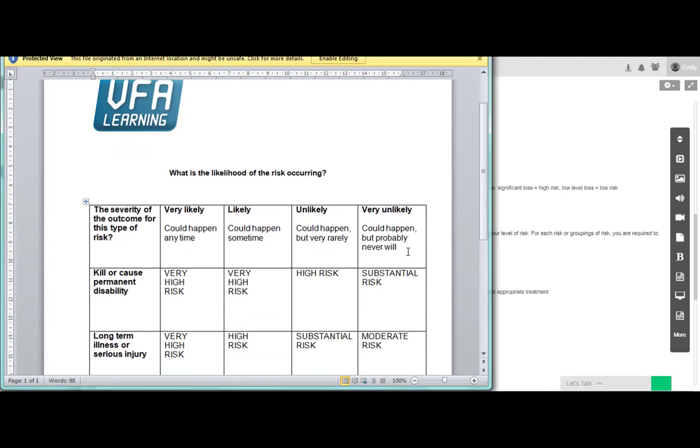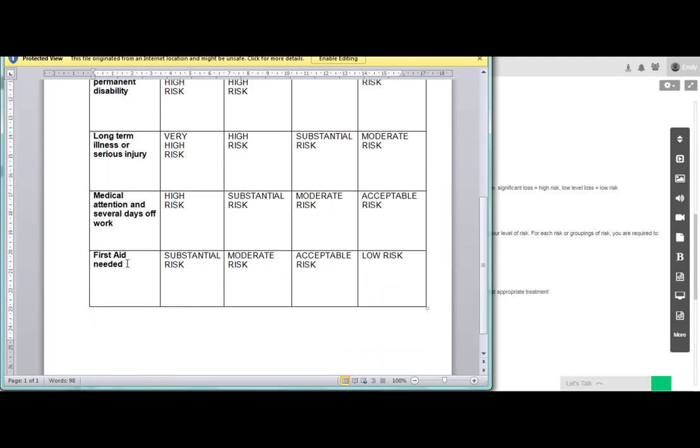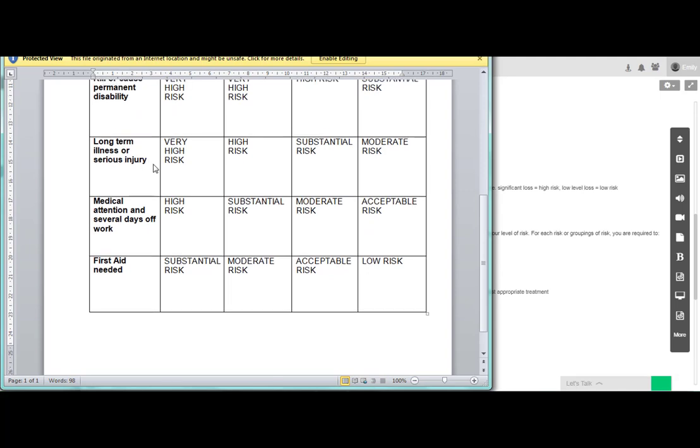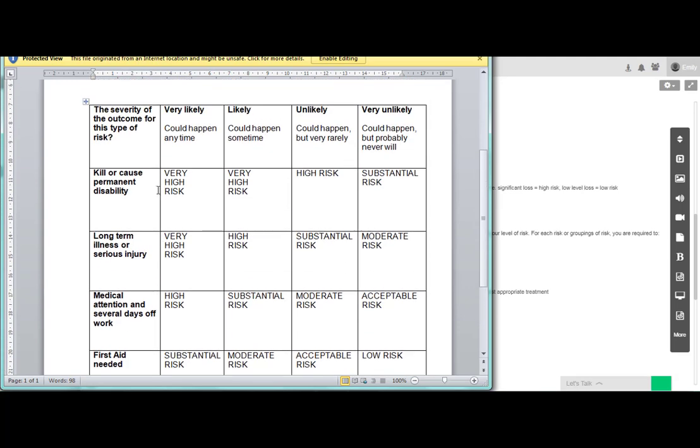So think about what the situation is, and is it very likely, likely, unlikely, or very unlikely that that would happen? And then you also need to think about, if it was to happen, what would the result be? Would it just be that they need first aid? Would they need medical attention and several days off work? Long-term illness or serious injury? Could it kill or cause permanent damage? And then when you compare the two, if you match them up, if we were to say that something is unlikely, but it could kill somebody, that then becomes a high risk. So we'll use this table as you go through.